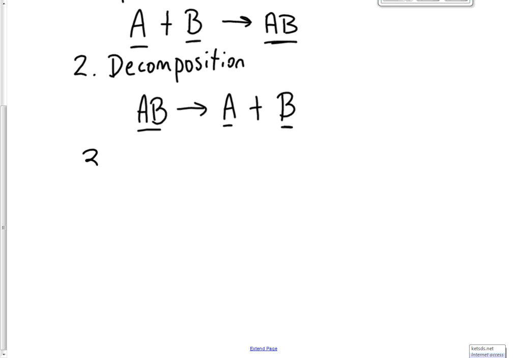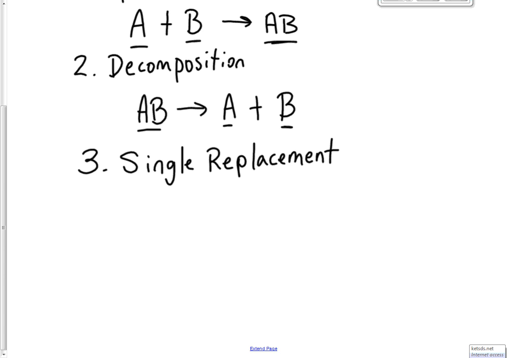Okay, so the third type, single replacement. Okay, we take our analogies again. We've got our couple, AB, plus a third party C. Okay, and then basically AB breaks up and becomes AC plus B. So we have one couple and one third person, and then they basically switch places.